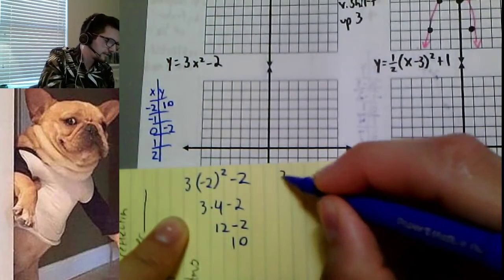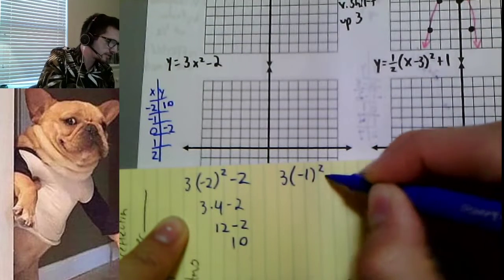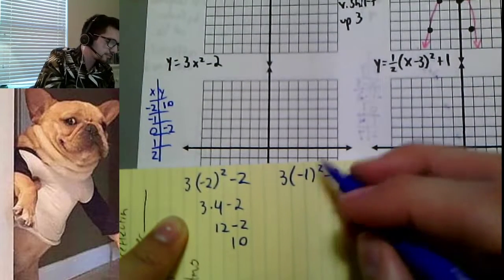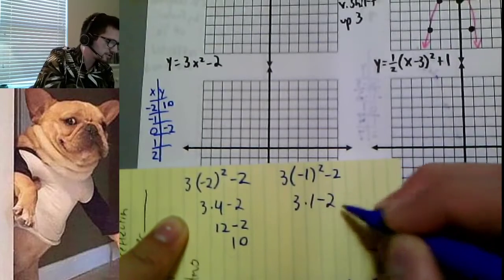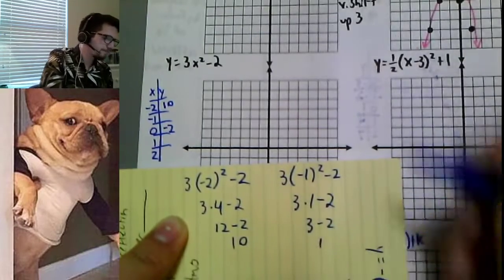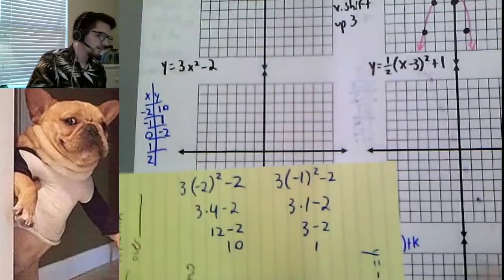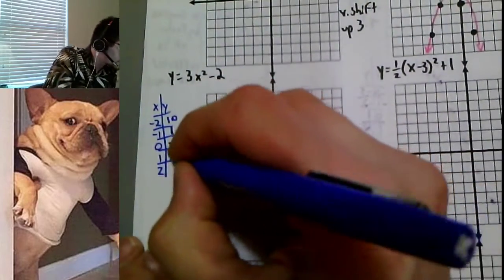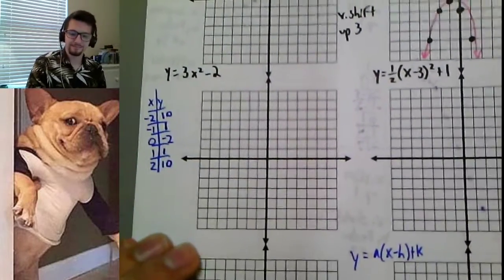If I plug in a negative 1 there, 3 times the quantity of negative 1 squared minus 2. Negative 1 squared is positive 1. 3 times 1 minus 2. 3 times 1 is 3. Minus 2 is 1. Parabolas are symmetrical, so I can just copy the next numbers right here.